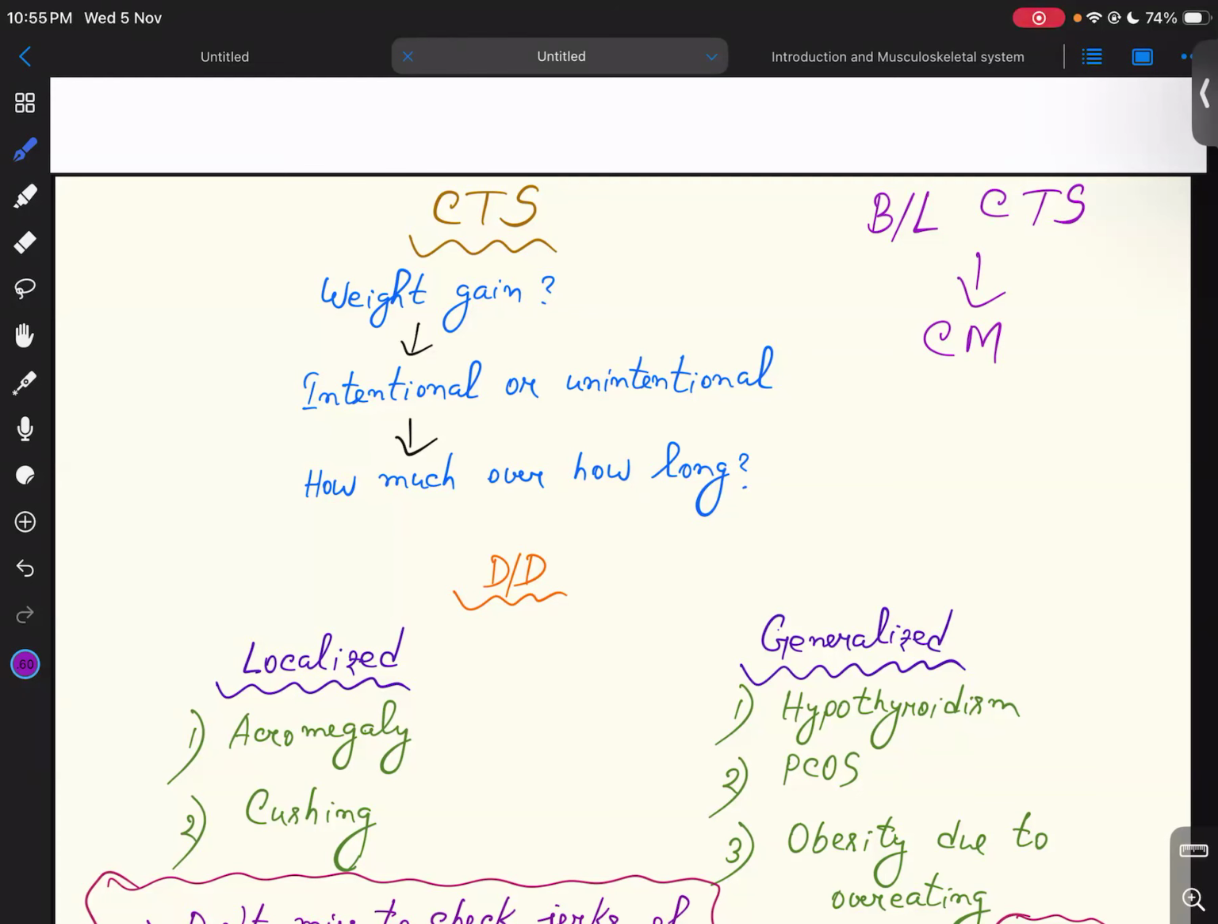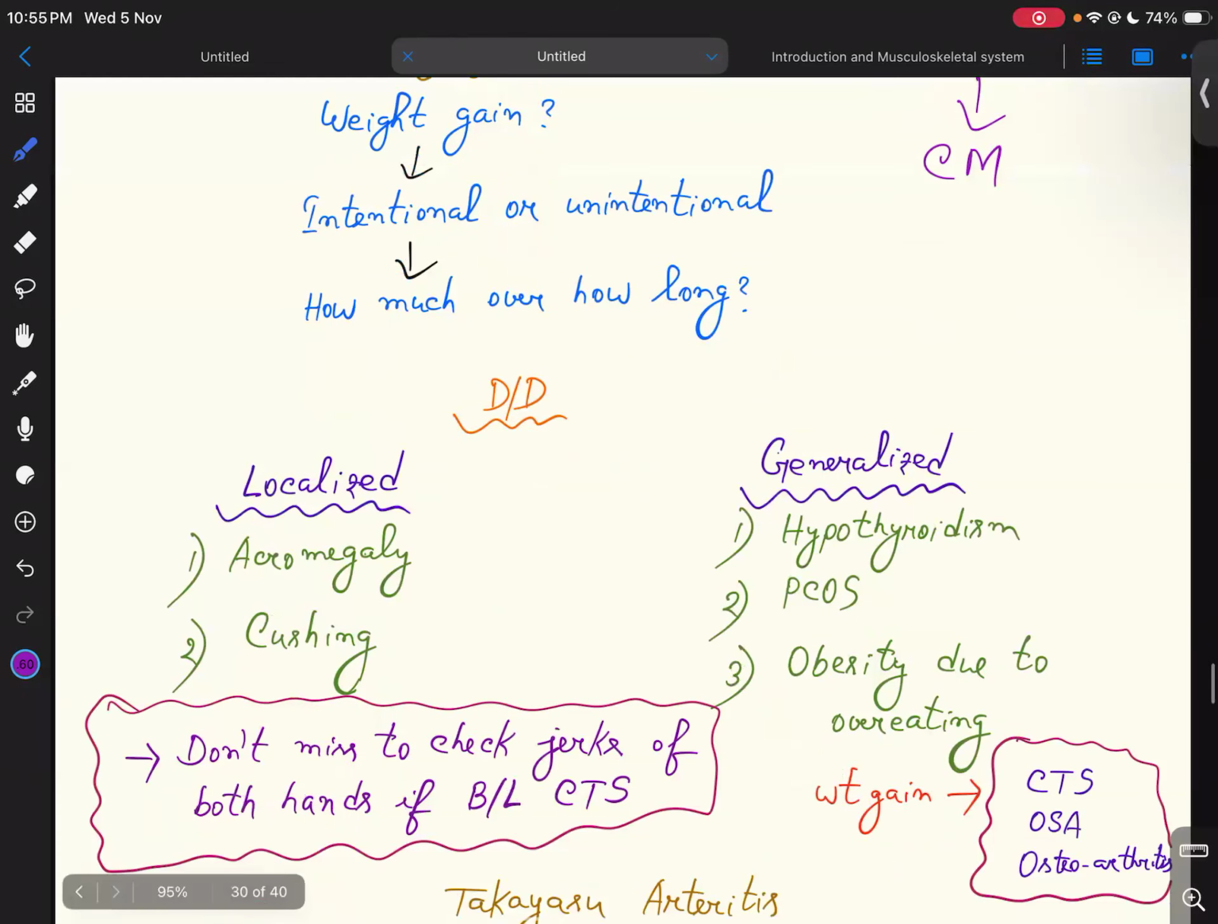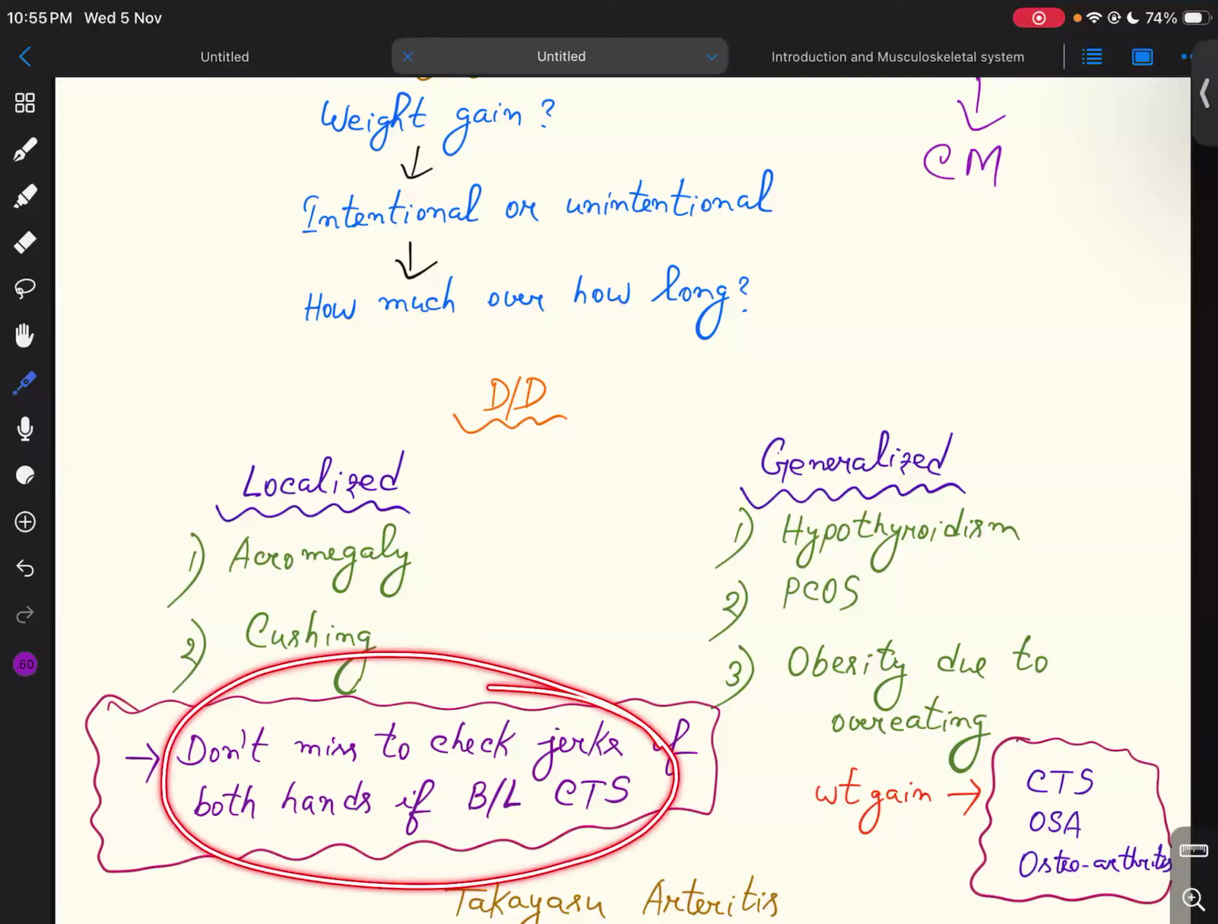Why is this important? This thing has happened in the Dhaka center. The case was a bilateral carpal tunnel syndrome, but the candidate did not examine the reflexes of both upper limbs to rule out cervical myelopathy. I'm again telling you, during the physical examination, we have to do the examination of the carpal tunnel, confirming the carpal tunnel syndrome. But also, we have to check the reflexes, especially the Hoffmann reflex and supinator reflex. Also, we have to check the biceps and triceps reflexes.